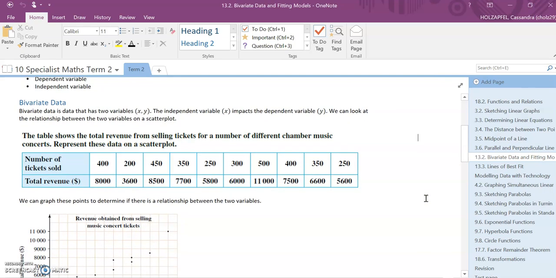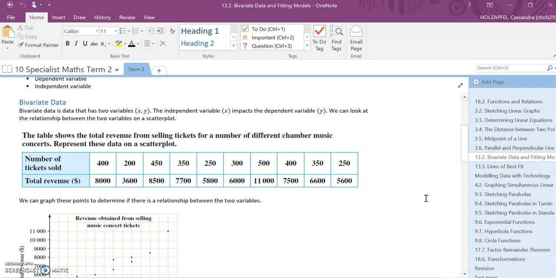So bivariate data, bivariate, so two variables, x and y. Our independent variable x impacts on our dependent variable y. And we've already seen this. We know that the x goes across the horizontal axis and the y goes across the vertical axis.